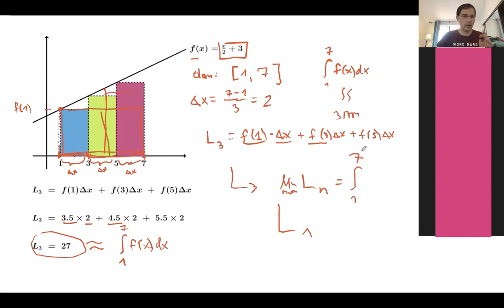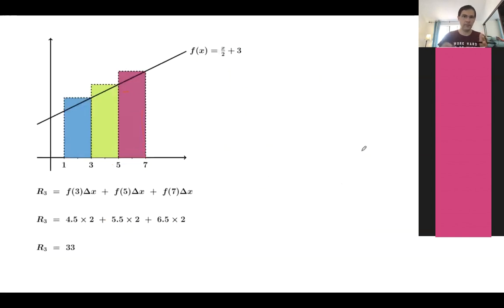Okay, let me show you very quickly the same construction and the same function, but now I'll be using the right endpoints. So the idea is going to be the same. I'll take even the same function and even the same domain. So the function is the same. The domain is also this interval from 1 up to 7.